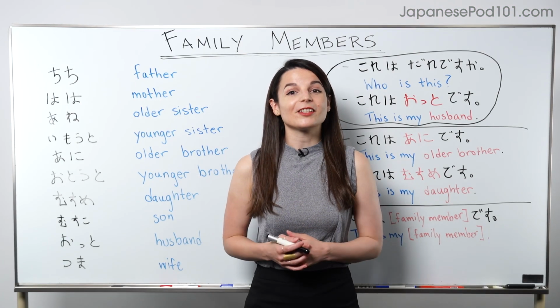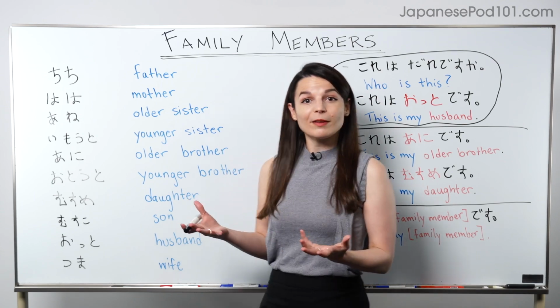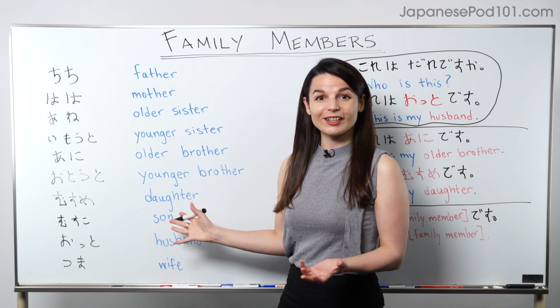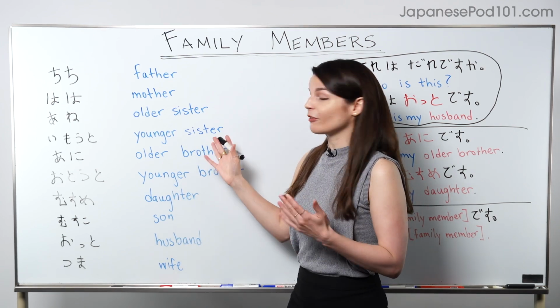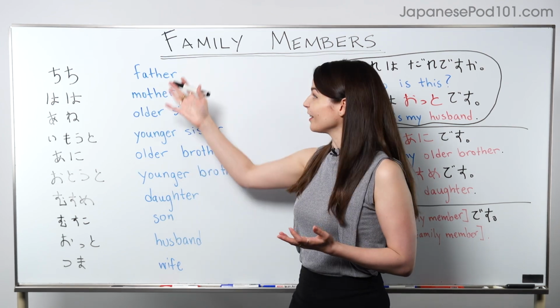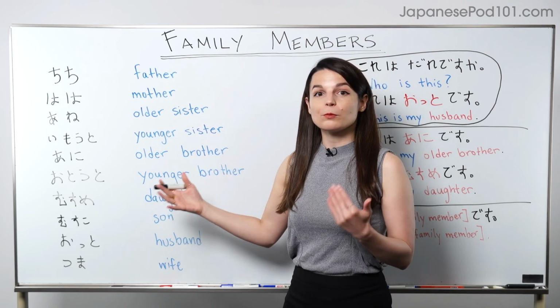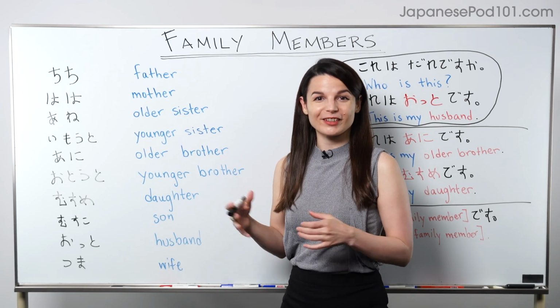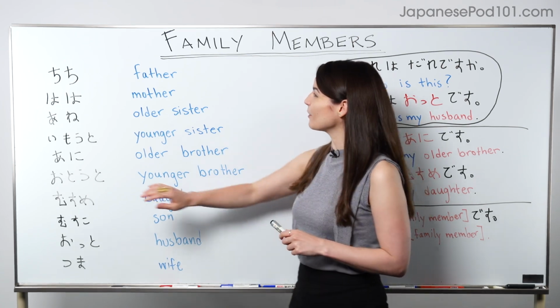Okay, let's take a look at the vocabulary. The vocabulary for this lesson is a list of family member words. Important to note for this lesson is that the vocabulary here consists of words that we use when we're speaking directly to our family members. So when we're at home, for example. Okay, let's go one by one.